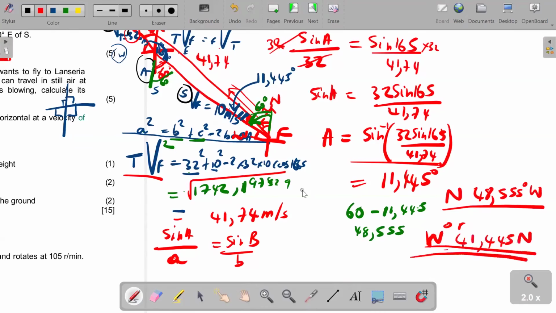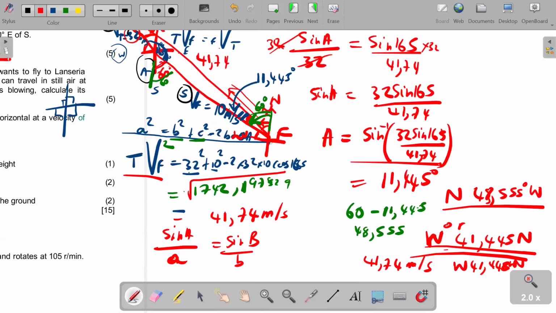Therefore, the value of our velocity is now found. We have it. Now, what is it? It is 41.74 meters per second, west 41.445 degrees north. Or we can say north 48.55 degrees west. We are still fine. The onus is on us, right? So this is one method we have used to determine the velocity.